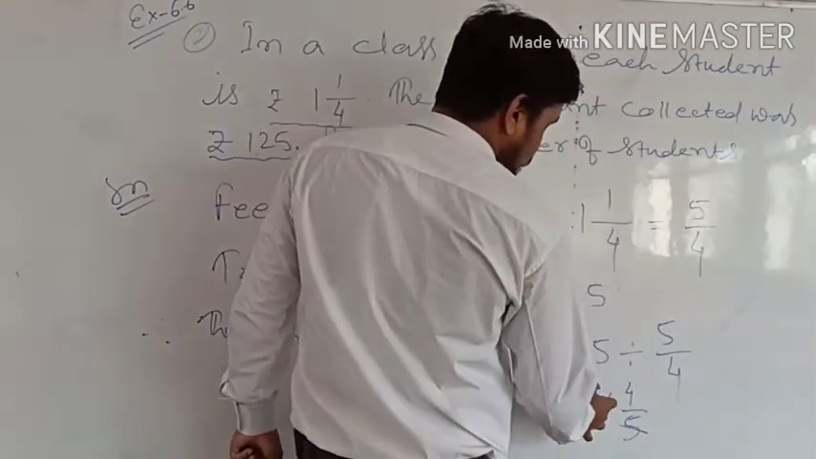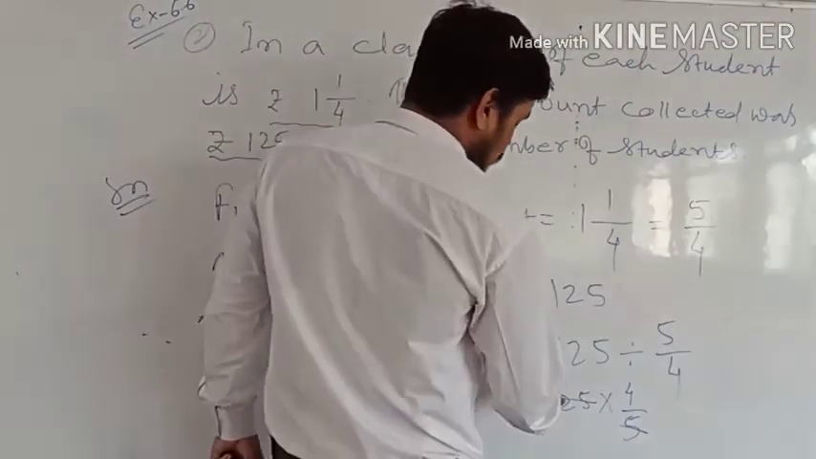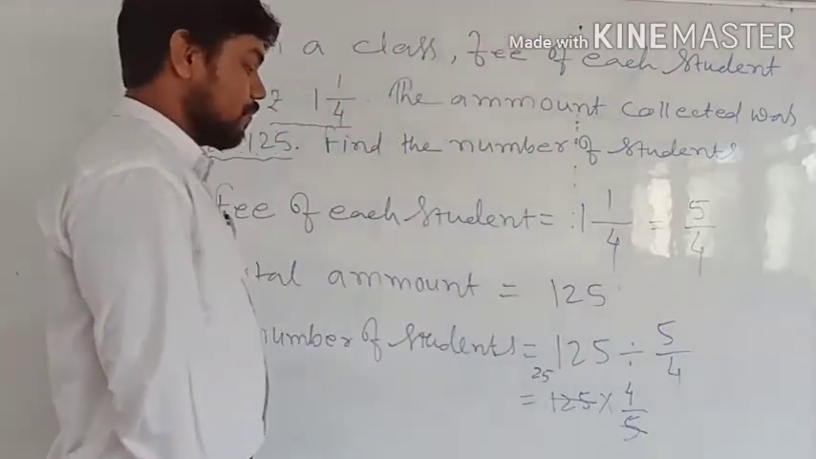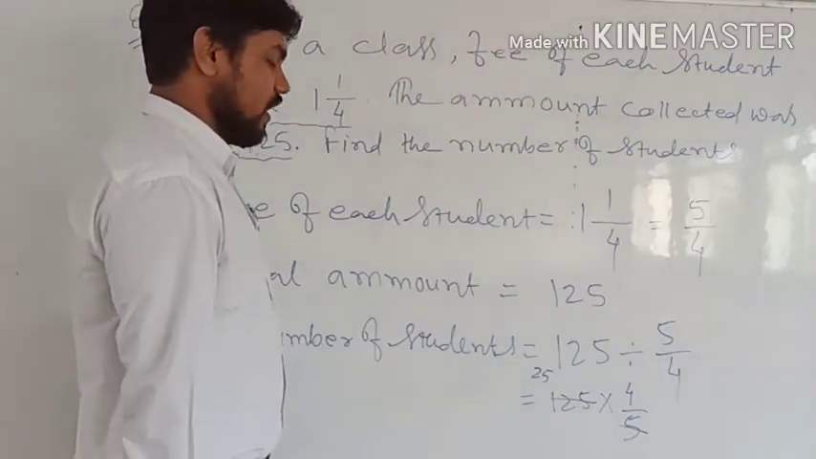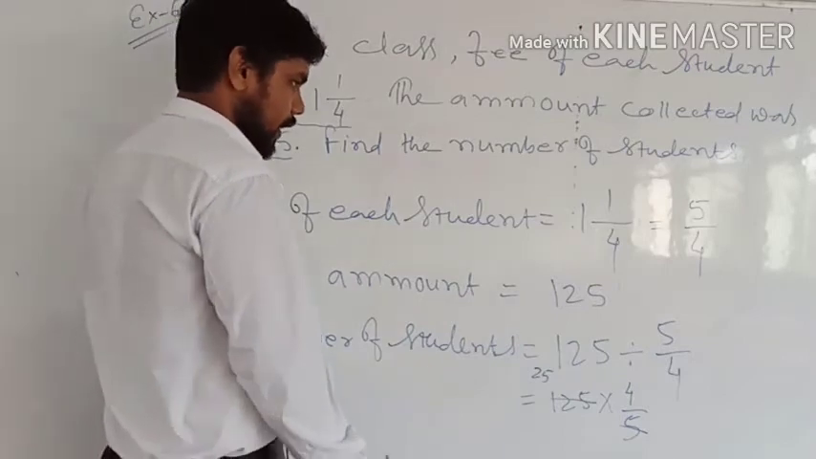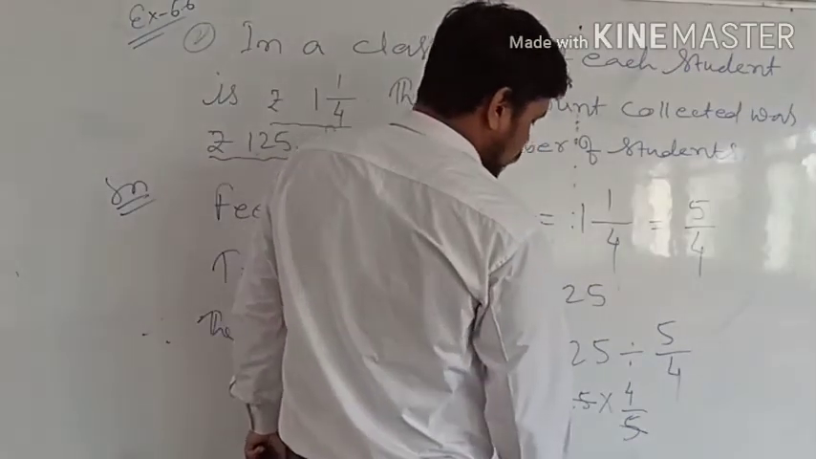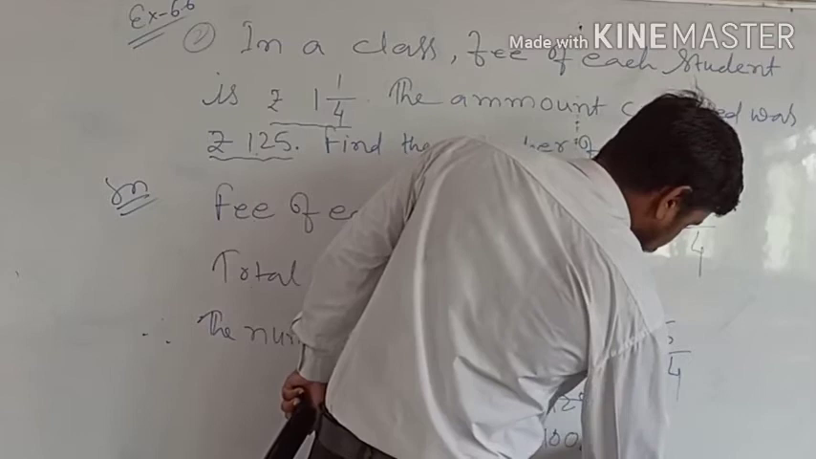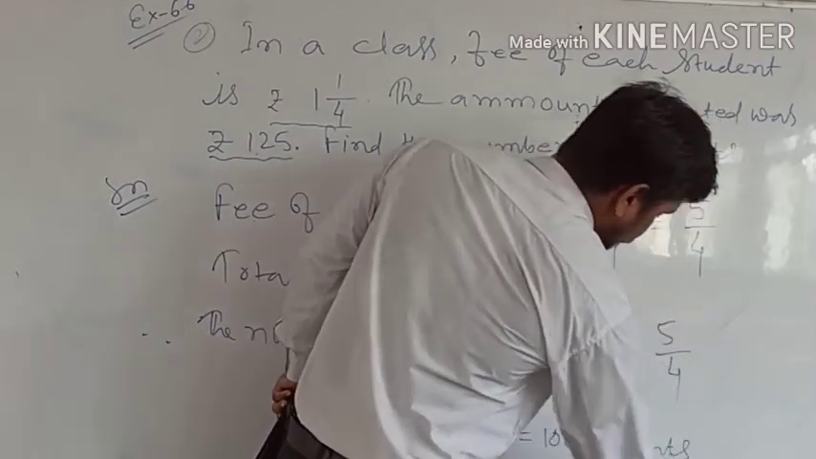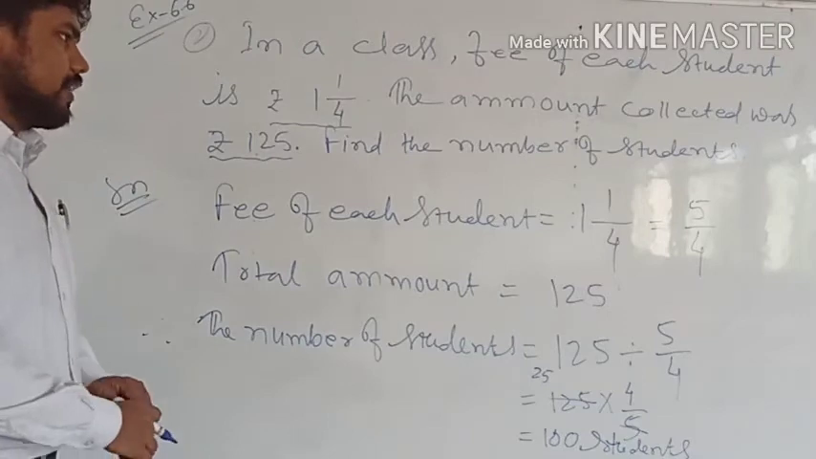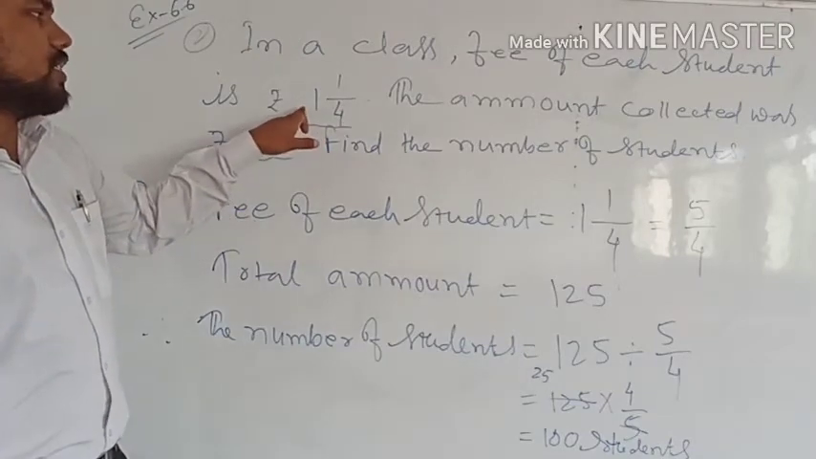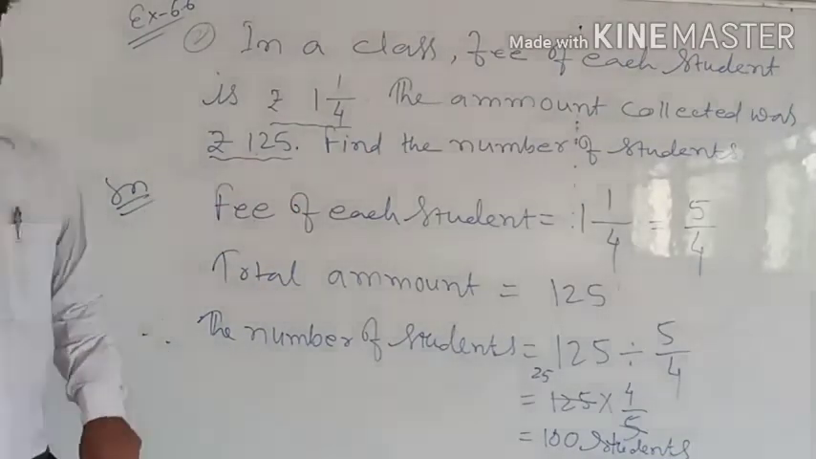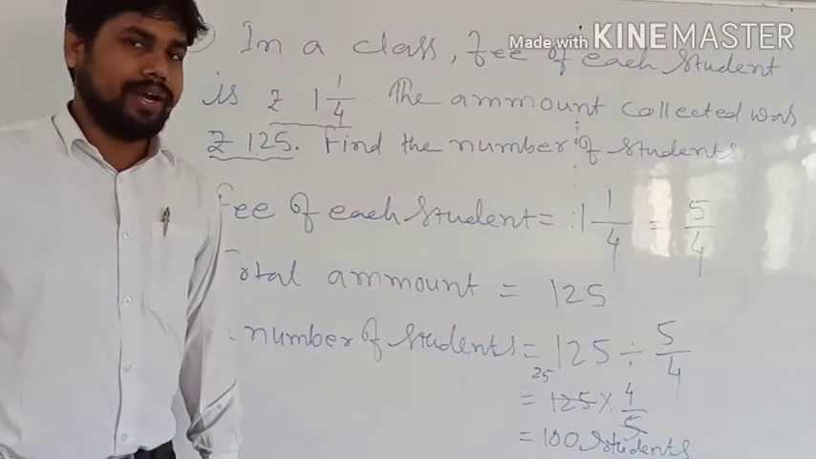So 5 and this will be cancelled how many times? 5 twos are 10, and 5 fives are 25. So 25 times. So 25 multiplied by 4 is equal to how much? 100, right? So the total number of students given is 100 students. 100 students will be the answer. That means 100 students in total. If each student is given 1/4 rupees, then the total amount will come to 125.